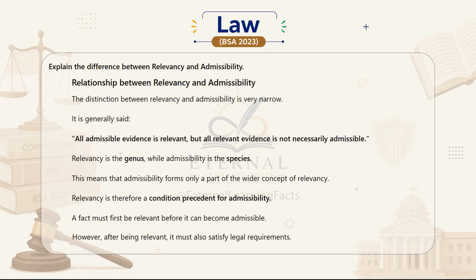Relationship between relevancy and admissibility. The distinction between relevancy and admissibility is very narrow. It is generally said that all admissible evidence is relevant, but all relevant evidence is not necessarily admissible. Relevancy is the genus while admissibility is the species. This means that admissibility forms only a part of the wider concept of relevancy.